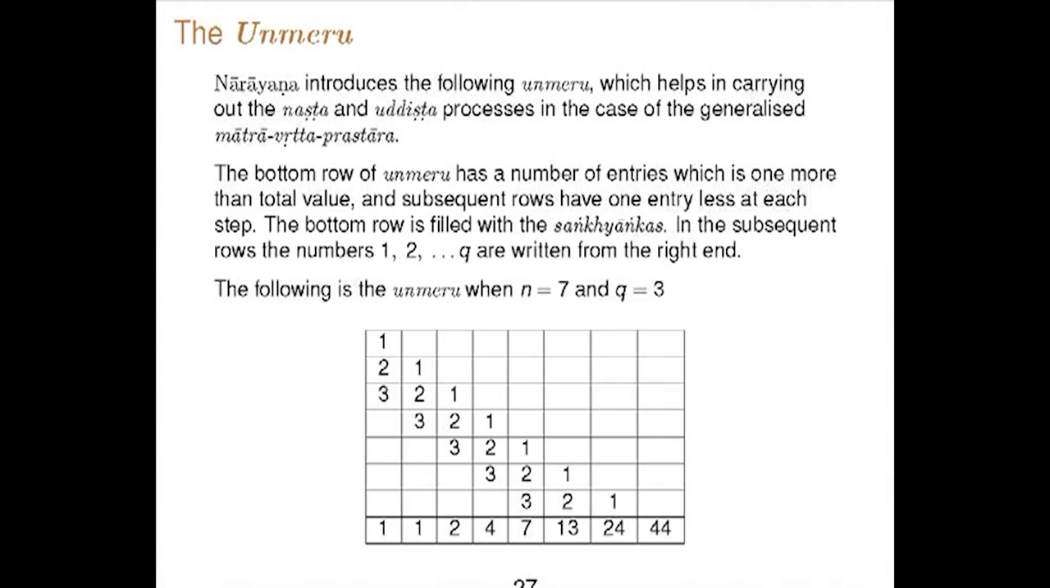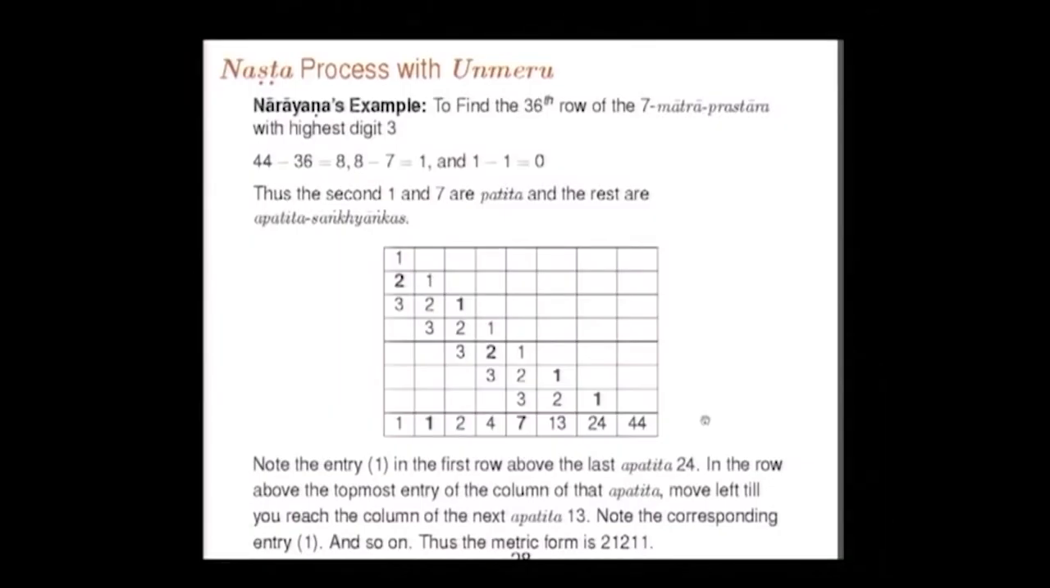Now this is the Meru, it has been constructed. Now how do we use it to solve the Nashta problem? So what is the example of Narayana? Find the 36th row of the 7 matra prastara with highest digit 3. So, you write this whole thing. We want to calculate the 36th row.